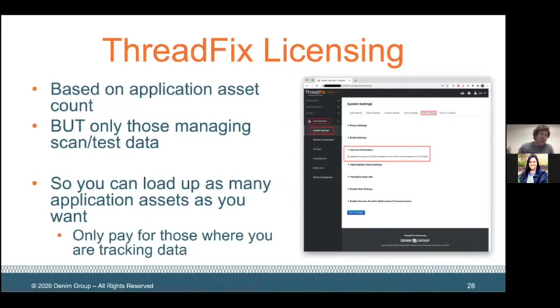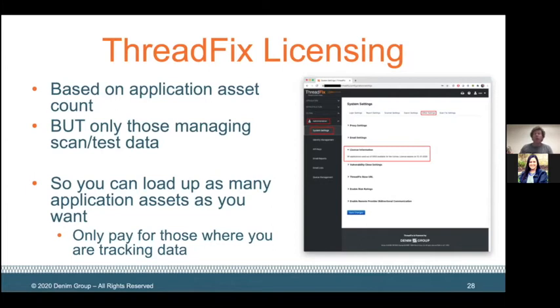First, from the licensing count, the great news is that ThreadFix licensing is based on your asset count, or the size of the portfolio of assets that you're managing. But these only count when you're actually managing scan or test data. So in your ThreadFix instance, you can have a smaller instance with a low license count, but you can load in as many applications as you want, and you only pay for the applications where you're actually tracking data. And so you can go into the system settings under administration, look at the license information, and it'll show you, of your allotted application count, how many you're actually using.